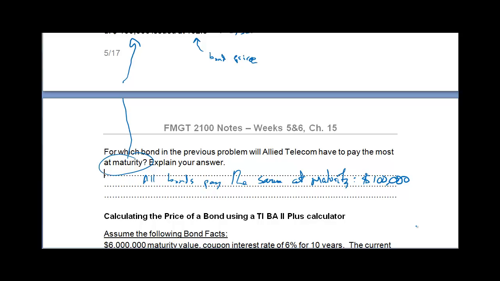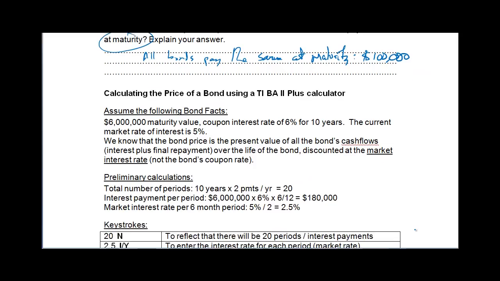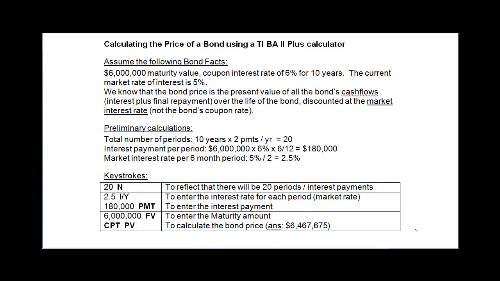Now, if you're not given the bond price, but you're given the market rate of interest, the stated rate of interest on the bond, the number of years, the number of interest payments per year, and the maturity value, can you calculate the price of the bond? And the answer is yes. Using your handy-dandy Texas Instruments BA II Plus calculator, you would use the following keystrokes.